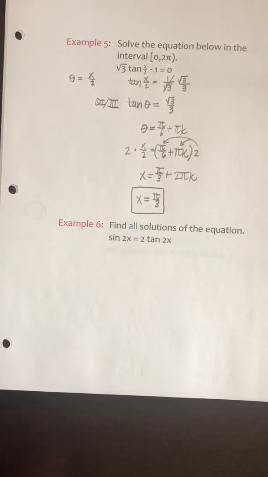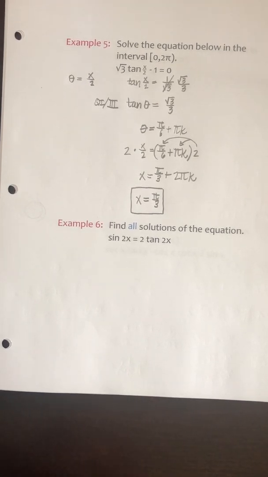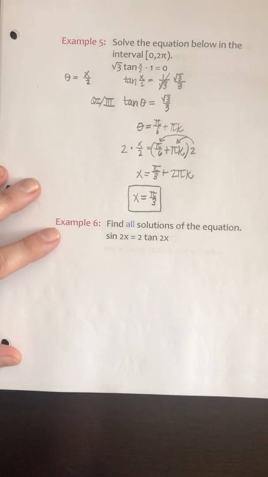All right, example 6, this one we want to find all the solutions. So this means that you'll be able to leave your answer with a plus pi k or a plus 2 pi k or something along those lines. We don't have to find the specific ones.